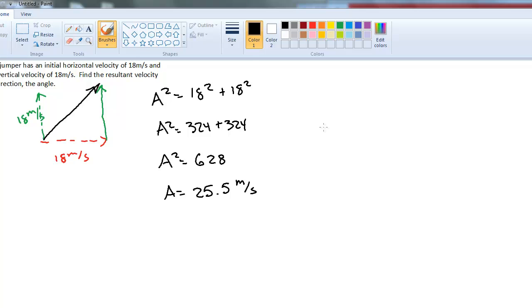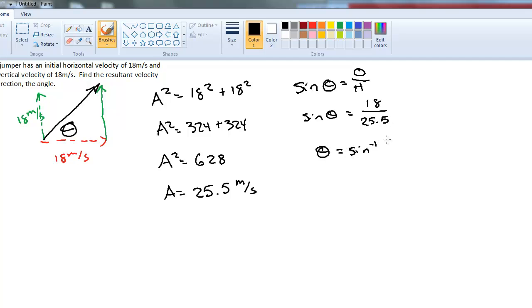Now find the angle. So again, we can use SOHCAHTOA. We can use any one. In this case, if I want to find this angle, I'm going to use the sine. So sine of the angle is equal to opposite over hypotenuse. In this case, the opposite is 18. The hypotenuse was 25.5. So if I want to find the angle, I need to take the inverse sine of 18 divided by 25.5. And I don't have my calculator, so I can't do it for you.